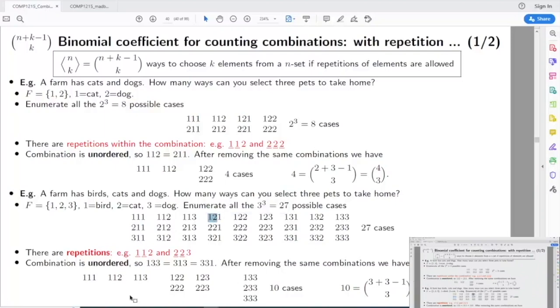So these are the cases. I have 10 of them. In this case, I pick 3 elements, right? I pick 3 pets. k is 3. My farm has 3 types of thing. n is 3. 3 plus 3 minus 1, choose 3.